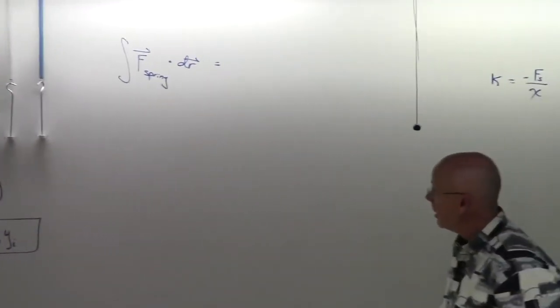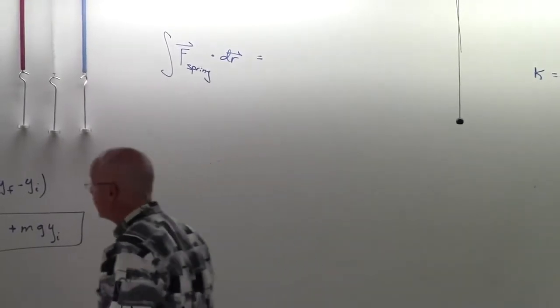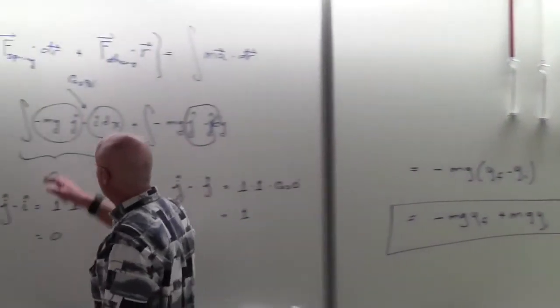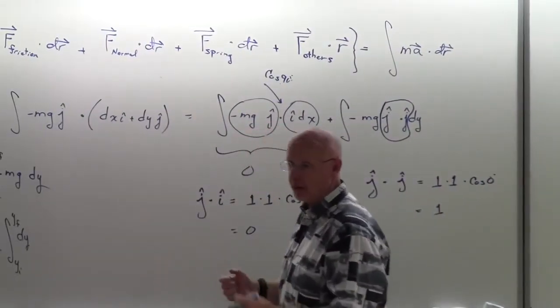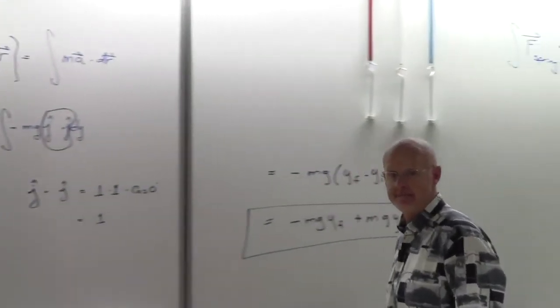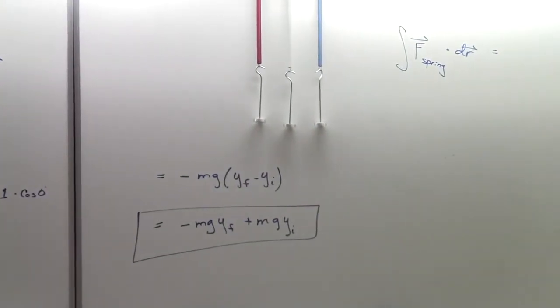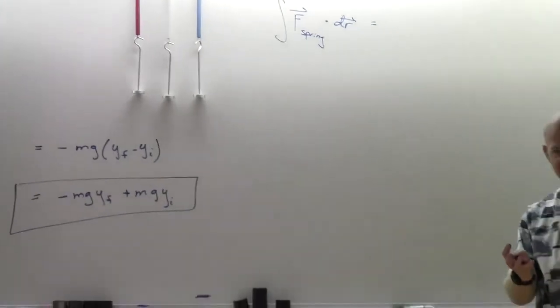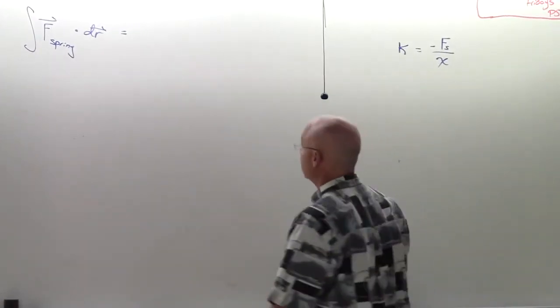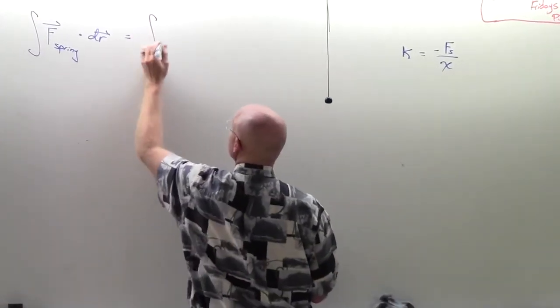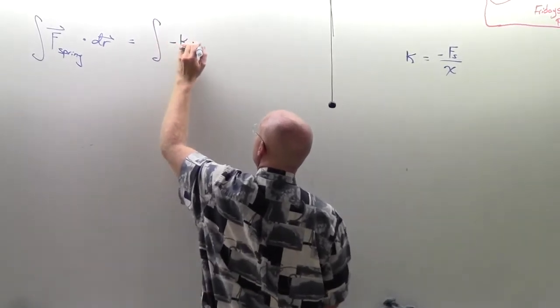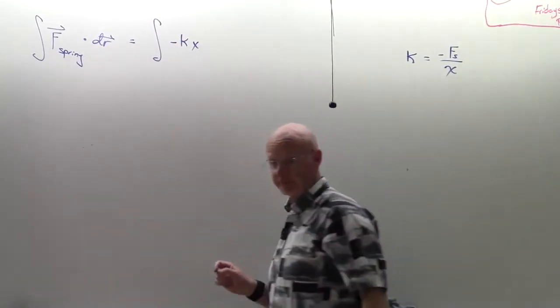Let's grab that one for a moment. Now, this is new to you. What is the equation for a spring? Well, we just did it. We called it Hooke's law. And so let's put that in here. This is the integral of minus kx, right?